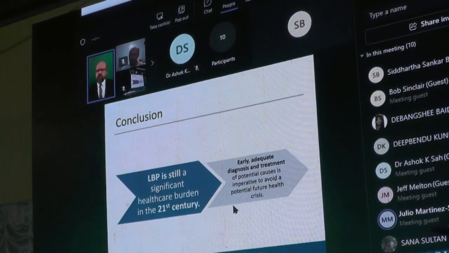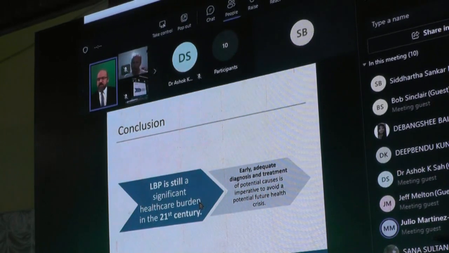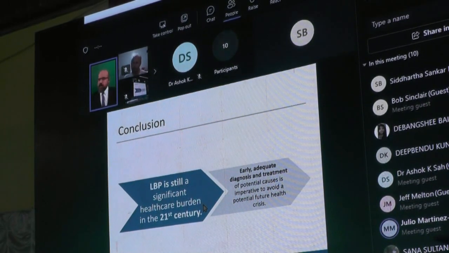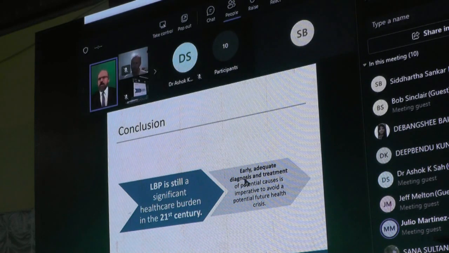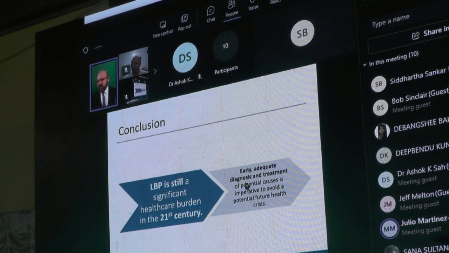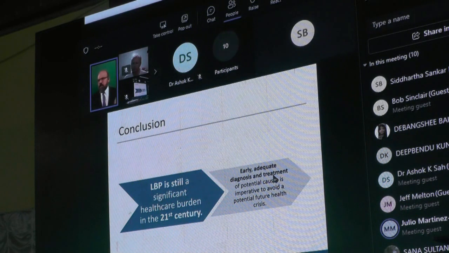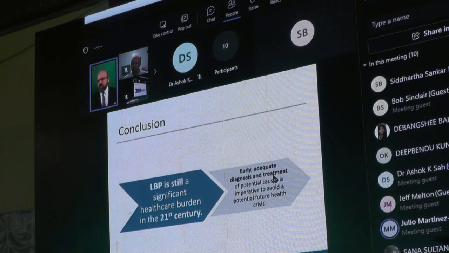Now, in conclusion, low back pain is still a significant healthcare burden in the 21st century, and early diagnosis, adequate diagnosis, and early and adequate treatment are essential to decrease this future health crisis.